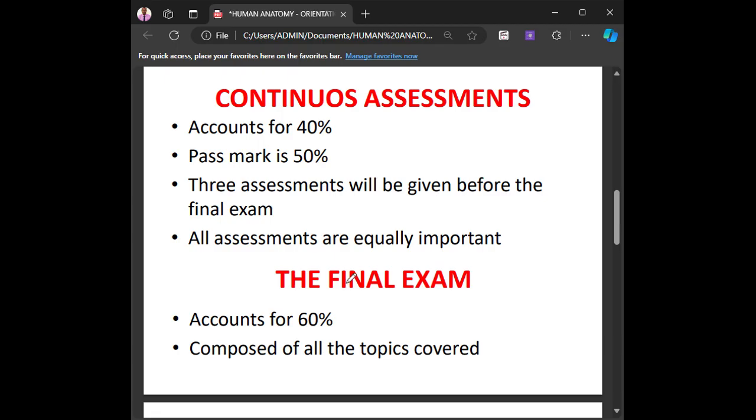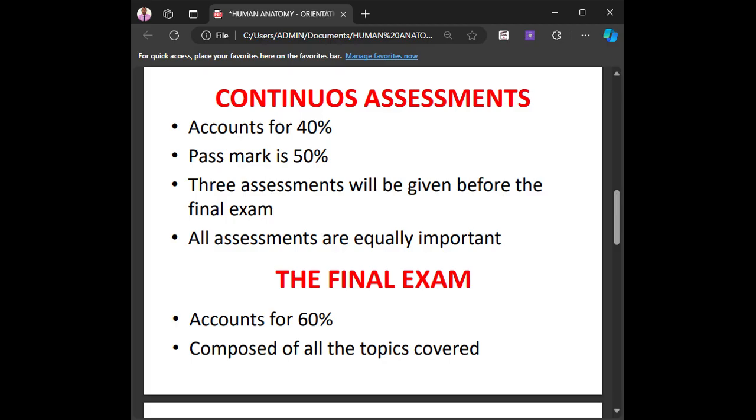Now let's talk about the continuous assessments, which make up the CA. The continuous assessments account for 40%. Out of 100%, 40% is for the continuous assessments, and you must understand that the pass mark is 50. So for you to get a C, you must get a 50. That is the minimum for you to clear this particular course.